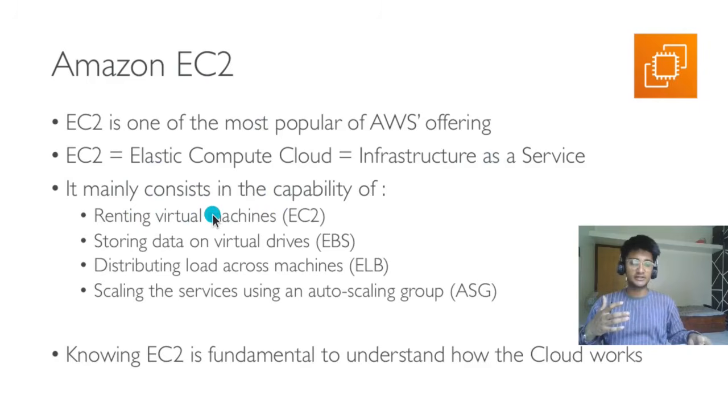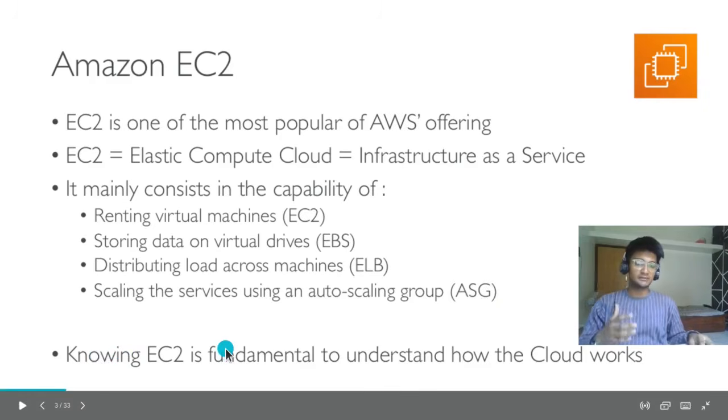EC2 is capable of renting virtual machines. So you can get virtual machines of different OS in EC2. You can store data on virtual drives. So there's a storage known as EBS or Elastic Block Store for EC2. You can distribute load across machines using Elastic Load Balancer, and you can also scale the services. You can do scale in and scale out using auto scaling groups. So knowing EC2 is fundamental to understand how cloud actually works.